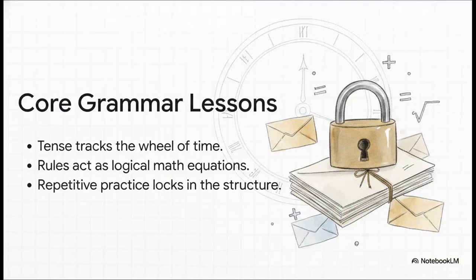So, we have successfully tracked our letter writer across the past, present, and future. The crucial point now is synthesizing all this data into something we can use every single day. The main takeaways here are actually super empowering. First, tense merely tracks the wheel of time. It tells us exactly where an action sits on the timeline. Second, the rules are not arbitrary magic designed to confuse you. They act as logical math equations. Variables like "-ing," "have," "been," and "did" simply snap into place to build the exact meaning you need. And finally, repetitive practice with a single simple phrase, like "she writes a letter," locks in the structure so you can apply it to literally any verb in the English language.